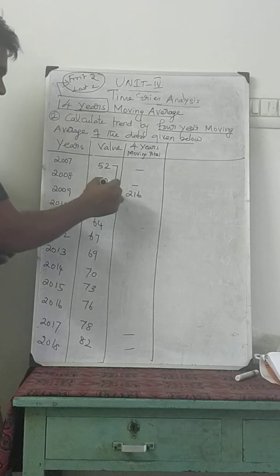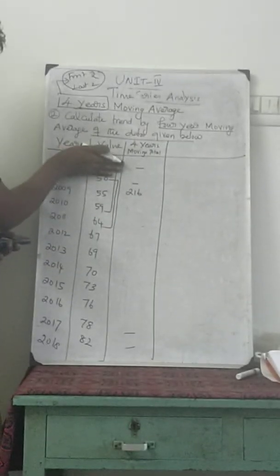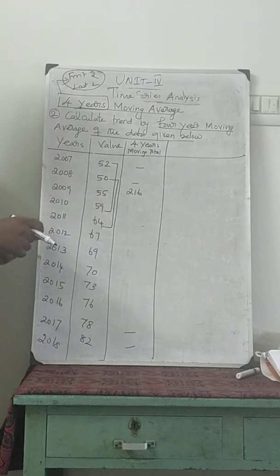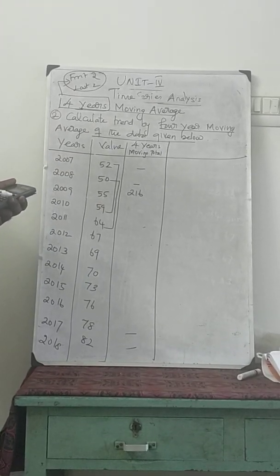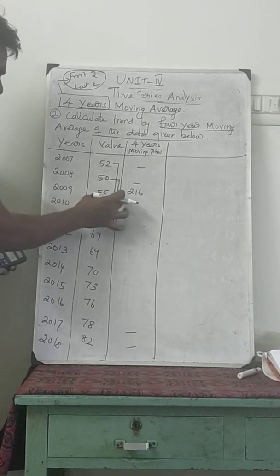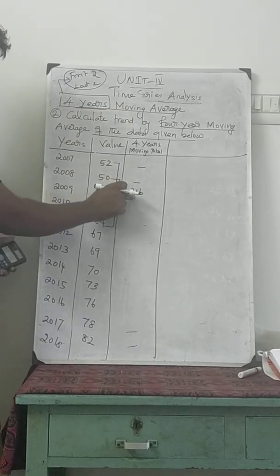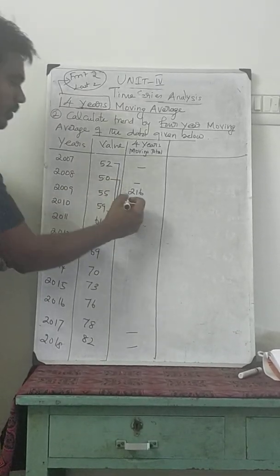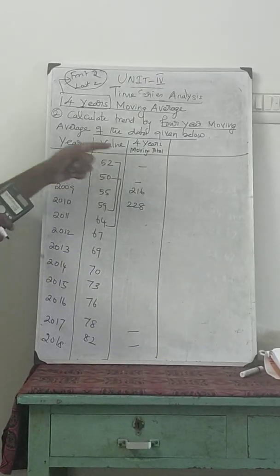Next, for the next 4 years, you have to forget the first one. The next 4 years total is 50 plus 55 plus 59 plus 64. How much? 228. That should be in the center between the second, third and fourth. Here, second and third is 216, third and fourth is 228. You have to do it like this under the 4 years moving total.